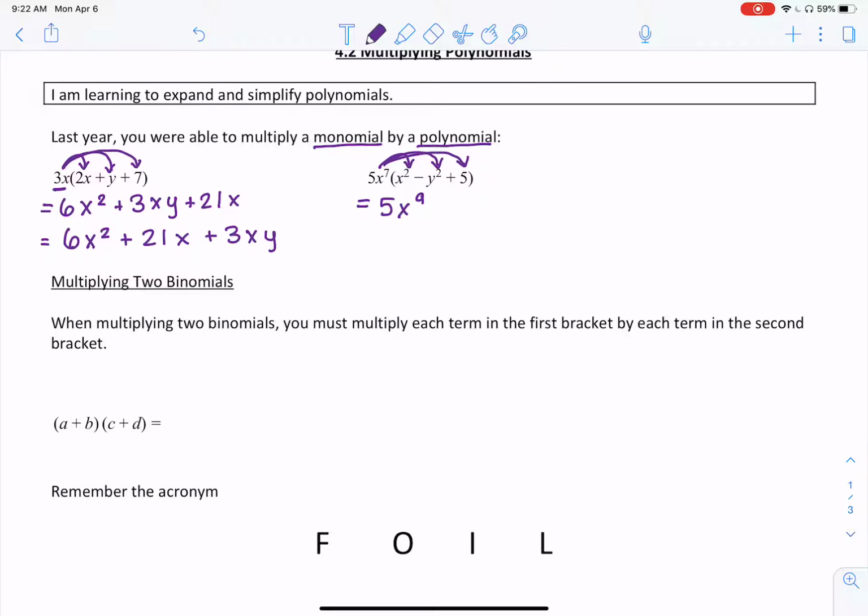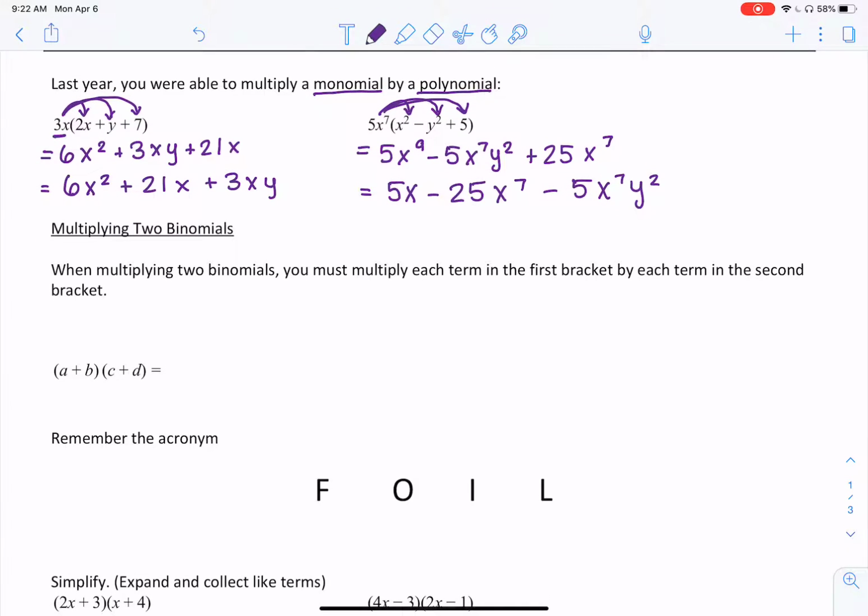For the next term, 5 times -1 will give me -5. And then I multiply my variables, x to the power of 7, y to the power of 2. And then finally, 5 times 5 will give me 25. And then our x to the power of 7 just comes along with us. And again, we should write these in the proper order. It doesn't make a huge difference right now, but moving forward, it will make a huge difference. So that's a bit of a recap from grade 9. Now we're going to take this one step further and do the grade 10 version of this.